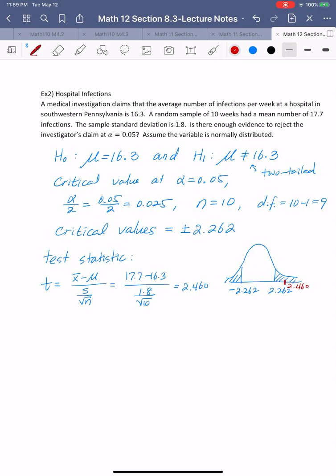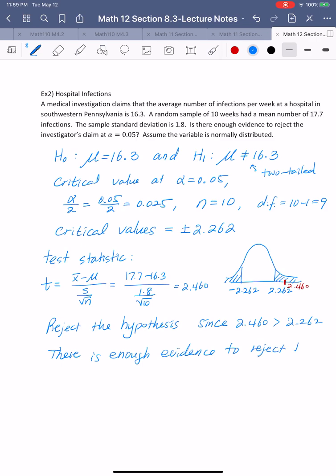So because of that, we need to reject the null hypothesis, because 2.460 is greater than 2.262. So we can say there is enough evidence to reject the claim, which was the null hypothesis actually this time, that the average number of infections is 16.3.